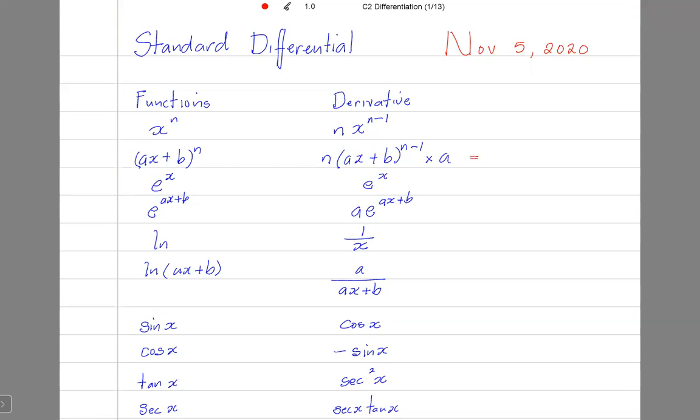So the final answer here would be an into what? a(ax + b) raised to the n minus 1 power.